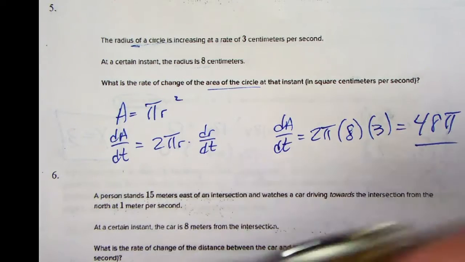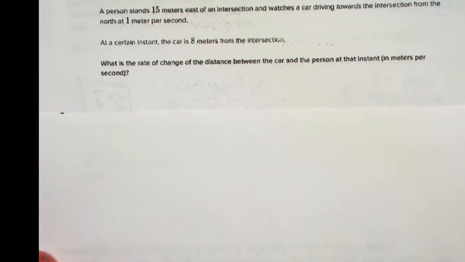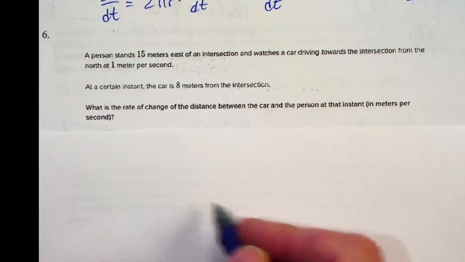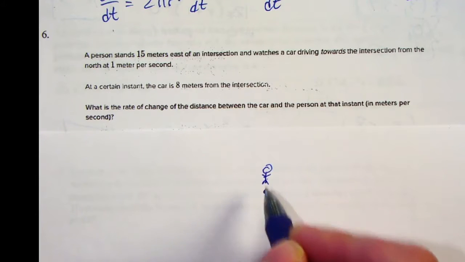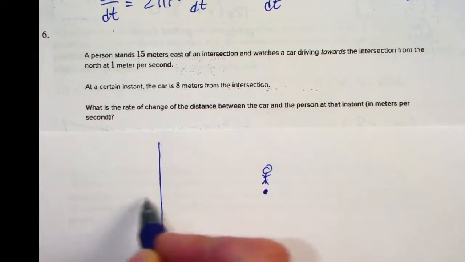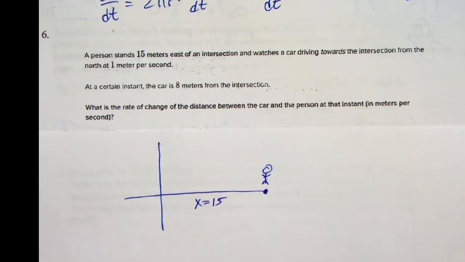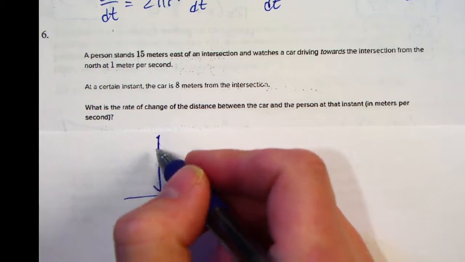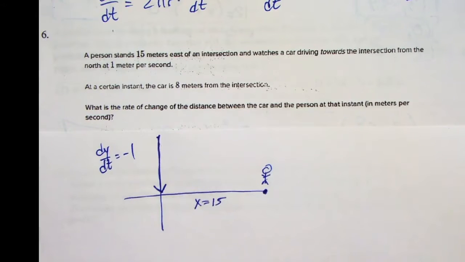All right, number 6. Let me grab a separate sheet here. All right, person stands 15 meters east of an intersection. So there's a person over here. There's an intersection here. And this distance, which I'm going to call x, equals 15. There's a car driving towards the intersection from the north at 1 meter per second. Well, if this is y, that actually means y is getting smaller. So dy over dt equals -1.